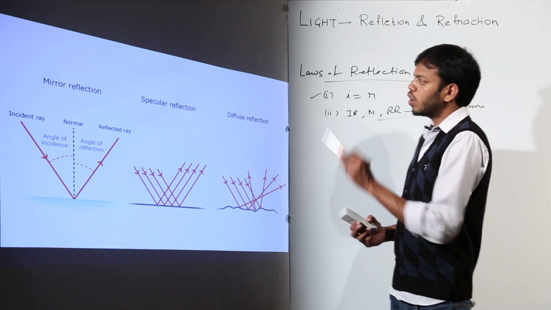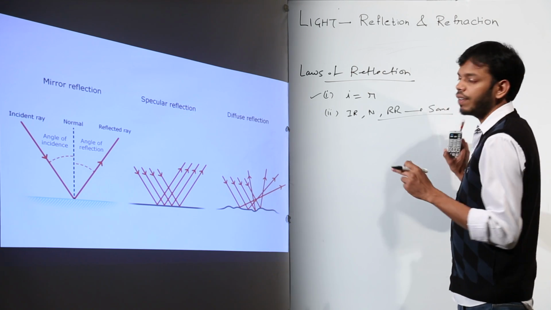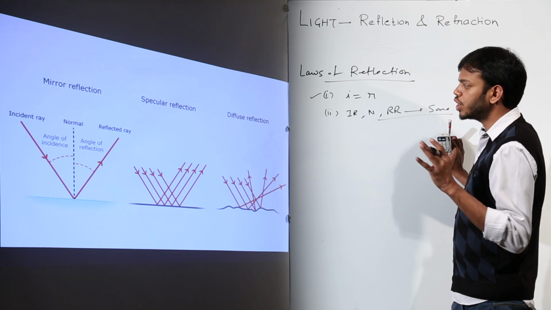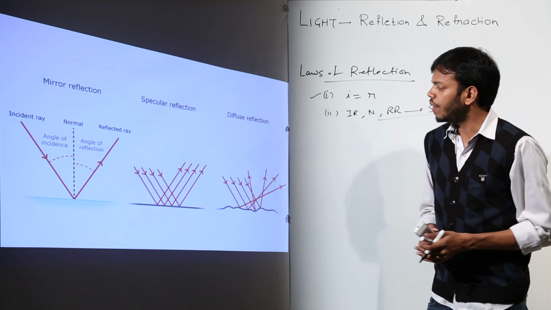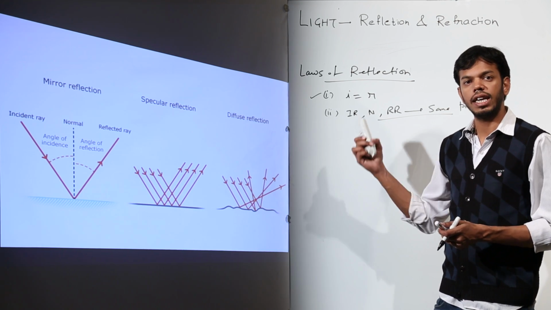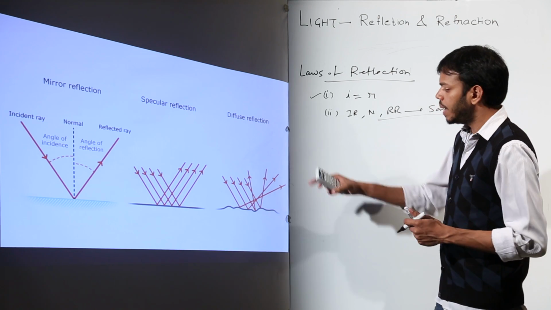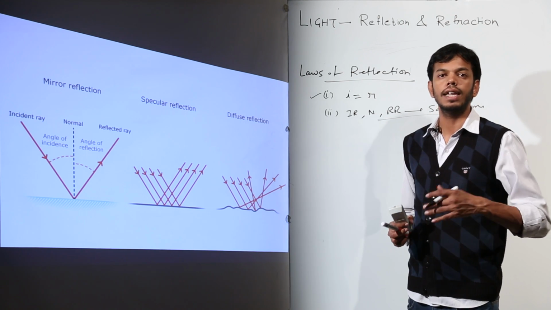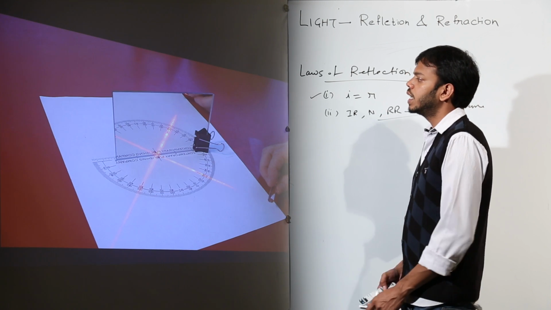Now we have also seen that except I equal to R, there is one more thing: reflection was divided into broadly 2 categories. One was regular reflection, one was diffuse reflection. Regular or specular reflection was what? When parallel rays of light are incident on a plane surface, they will get reflected parallelly, right? Whereas in diffuse reflection, parallel rays are incident on an irregular surface and they will get reflected at different angles. That is what is called diffuse reflection.